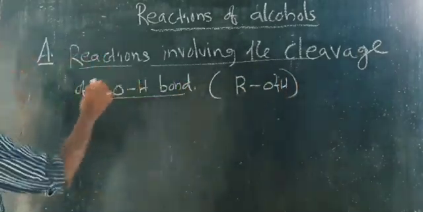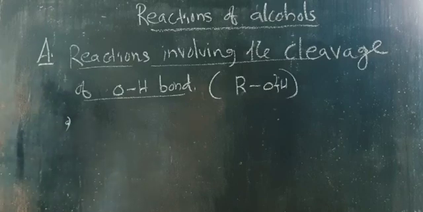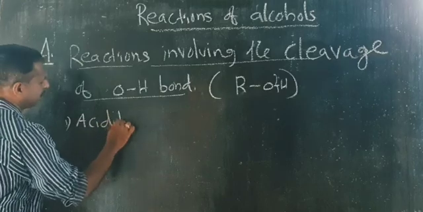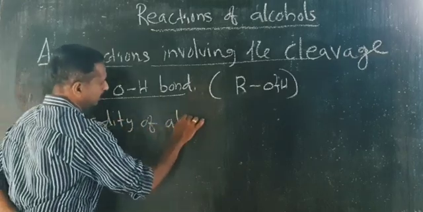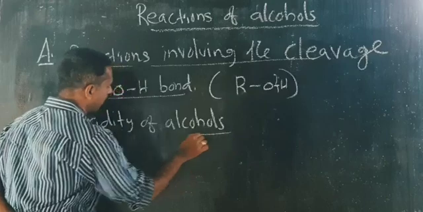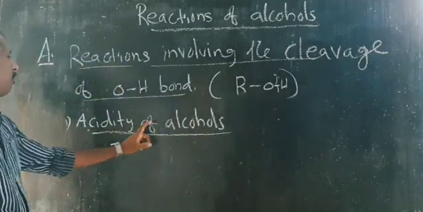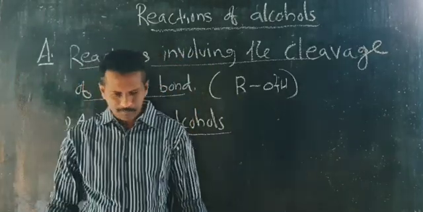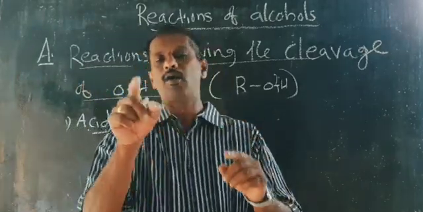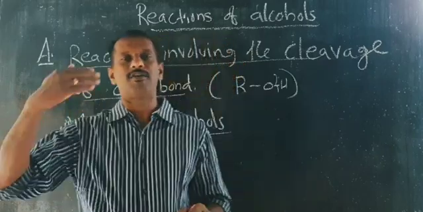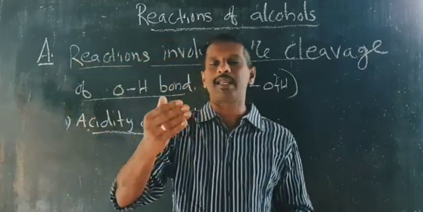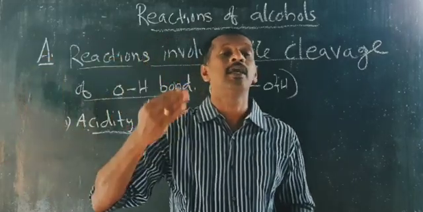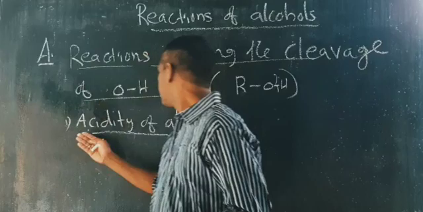Okay. Example, first one. Number one: acidity of alcohols. The acidity of alcohols comes under the reactions involving the cleavage of OH bond, and we know that alcohol means ROH. Now in this class of reaction, which bond is breaking? The OH bond is breaking, and the alcohol is undergoing reactions.